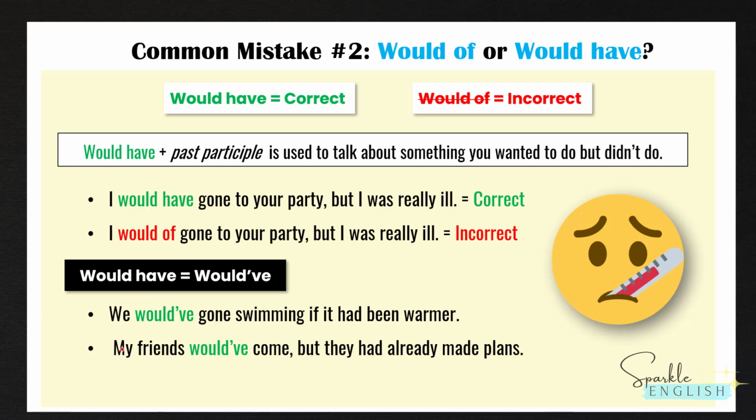And as we saw with the previous example, sometimes native English speakers speak so quickly that it will sound like woulda. We would have gone swimming if it had been warmer. But again, the only correct way to write this is would have or would've with apostrophe VE.